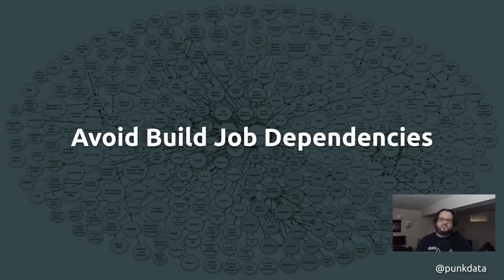So that's what I mean by avoid building job dependencies, or at least limit or minimize them, so that you're not blocking yourself, because that's what these dependencies are going to do. They're going to create blockages, and that means the duration of your build is going to increase exponentially.